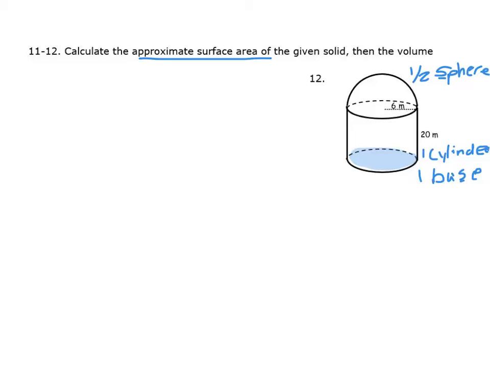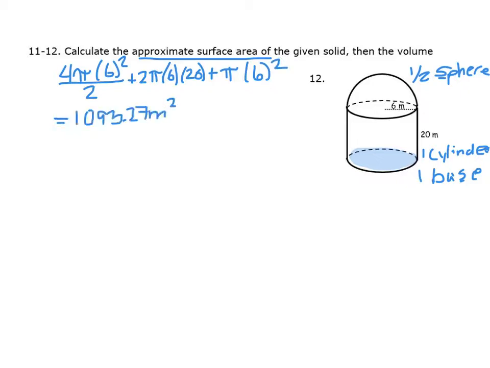For the surface area, we're going to take the surface area of a sphere, 4 pi. This is going to be the radius squared, and then we want half of that. And we're going to add it to the lateral of the cylinder, which is 2 pi times the radius times the height. And then we're going to add one base. So it's going to be pi times the radius squared. So when we type this all out, we get 1093.27 as our approximate surface area.